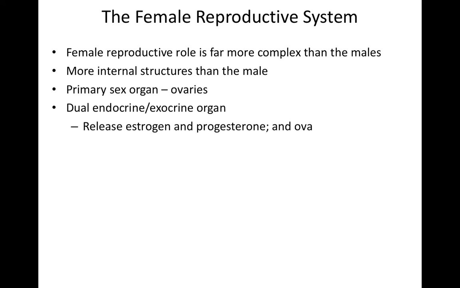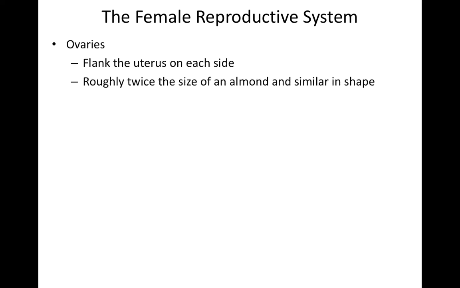Primary sex organs, again, are the ovaries. Just like the testes, they're dual endocrine exocrine, so they're going to release both our hormones and our ova. So we're going to start there with the ovaries. They sit on either side of the uterus, and they're much smaller than people think they are.